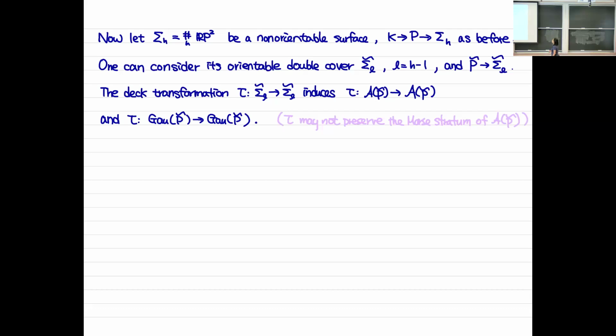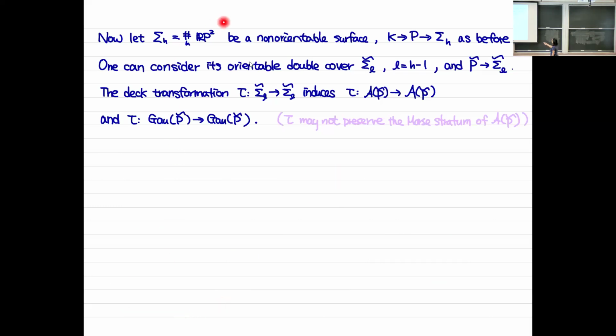And now if we look at a non-orientable surface, where H is the number of connected sums of RP2, of course the principal bundle still makes sense. And you can look at the orientable double cover. The relation of the genus is very simple: L equals H minus 1. And you look at the pullback bundle. Throughout these slides, if I have this tilde, that usually means the pullback to the double cover.